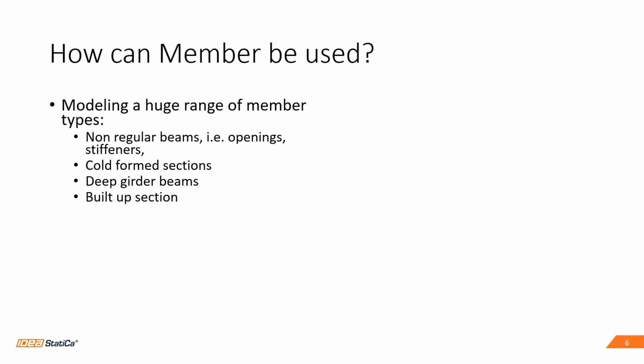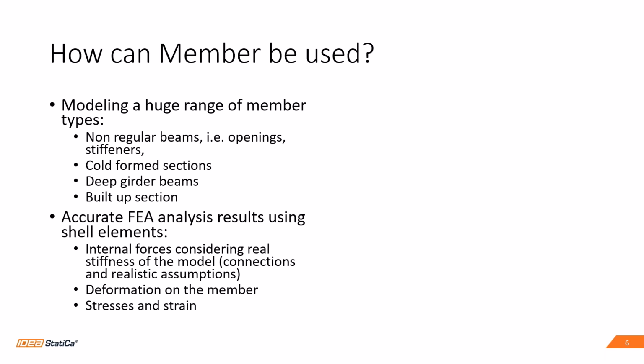So the first thing is that you can model a huge range of member types, like non-regular beams with openings, with stiffeners, cold form sections, deep girder beams, built-up sections, those types of members that probably you can model in your structural FEA software, but there you are using 1D elements. So not all the effects on those members are captured, okay? So this is the great advantage of IDEA Member. You can model whatever type of beam you have, or column, or detail, okay?